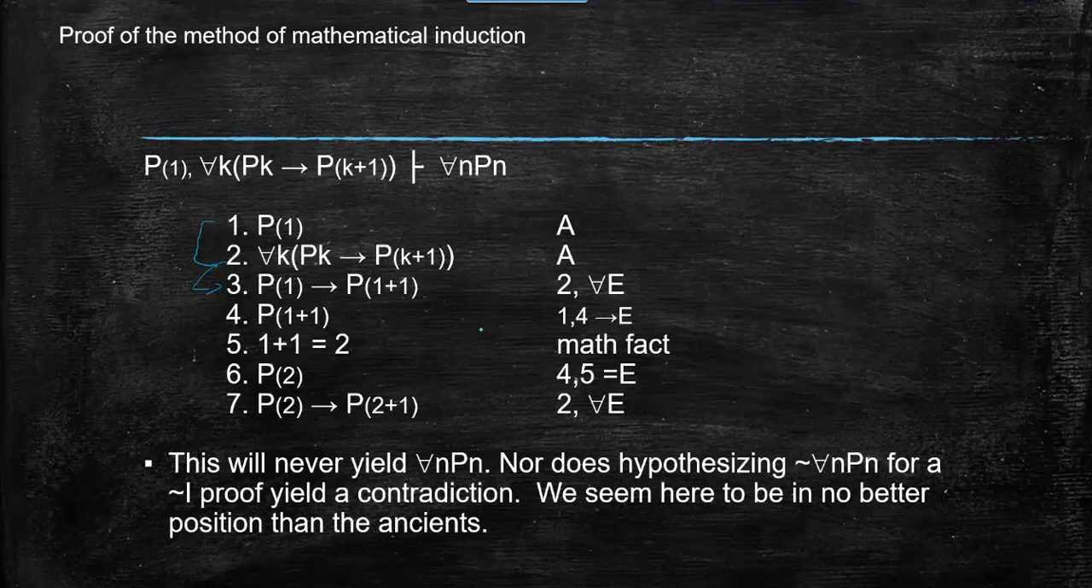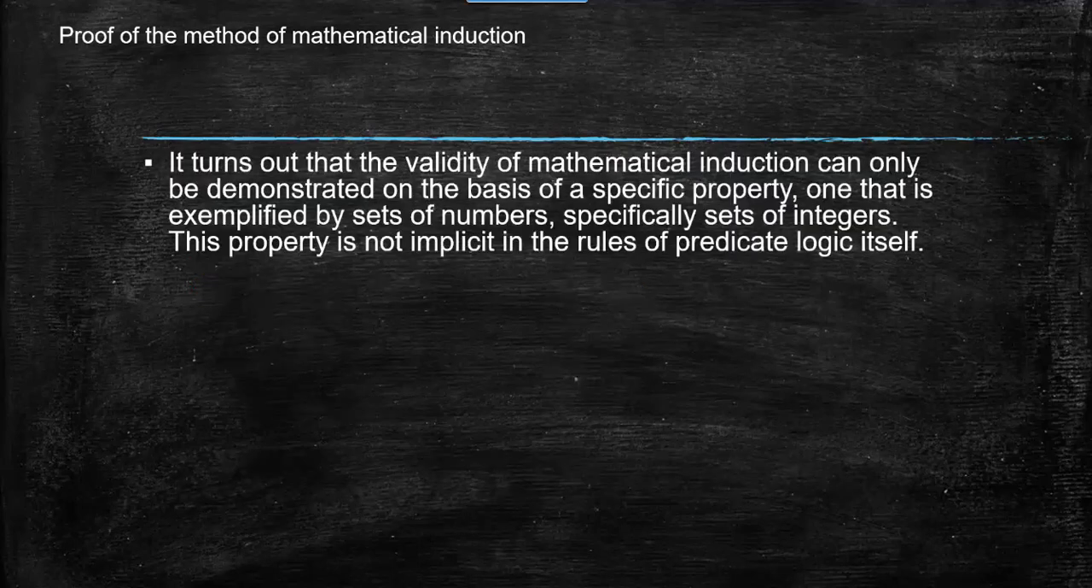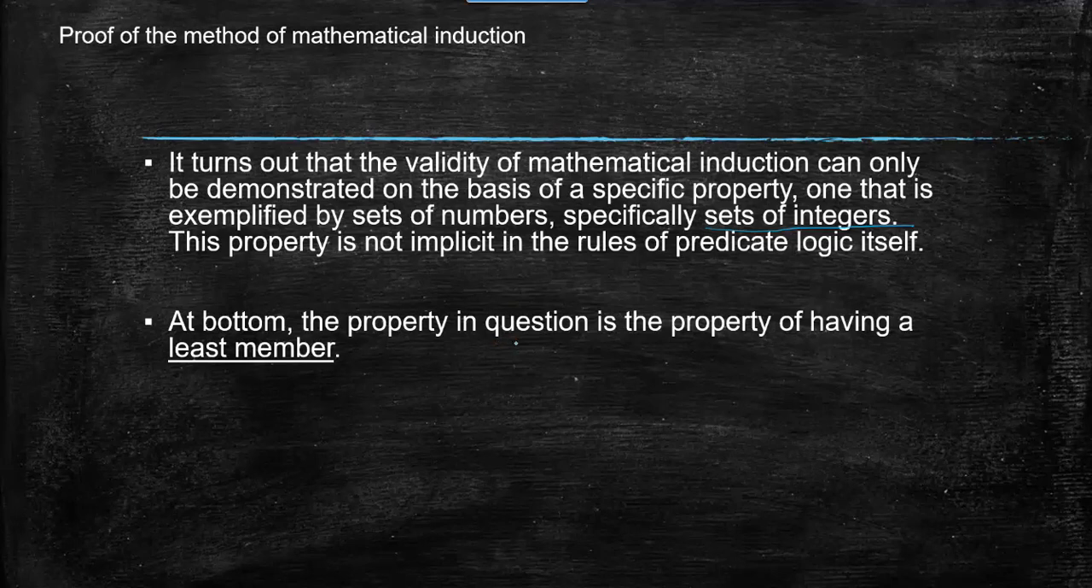So far, this just has the same defects of any intuitive argument like Zeno's that says, well, clearly, if you continue doing this forever, you're always going to get the same result. So it turns out that the validity of mathematical induction can only be demonstrated on the basis of a specific property, one that is exemplified by sets of numbers, and specifically sets of integers. This property is not implicit in the rules of predicate logic itself. At bottom, the property in question is the property of having a least member.